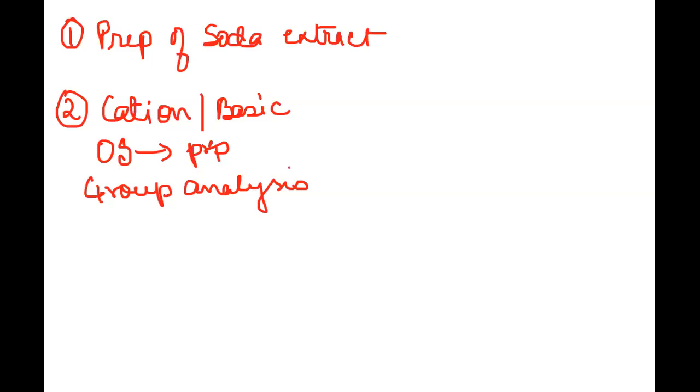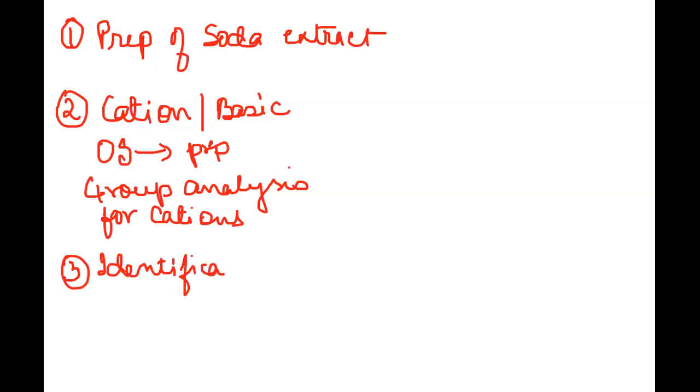After the group analysis for the cations is done, third is the identification of the anions. Suppose if you are doing the cations, first you are writing the cation, then you can write the anions. But you can also reverse the order. You can write the identification of the anions first, and then the identification of the cations, and then the fourth is going to be the conclusion.